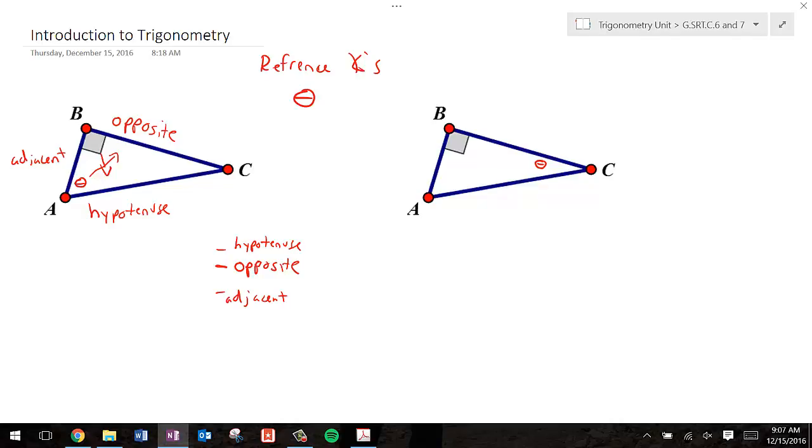And using our abbreviations, with angle C as our reference angle in the second one, straight across from that is my opposite side. Straight across from the right angle is my hypotenuse, and then my third side is my adjacent side. And what we're going to develop when we come back from Christmas break are the reasons behind our three trigonometric ratios.